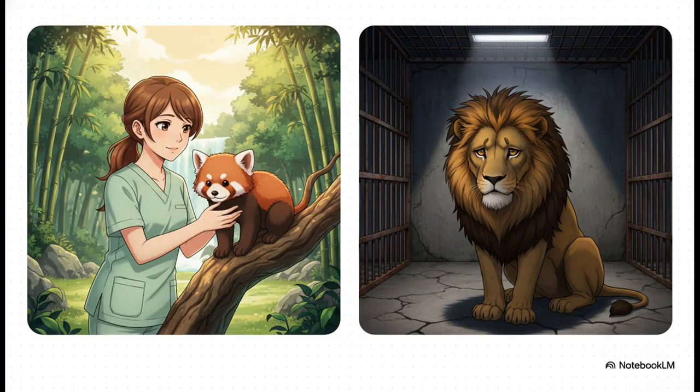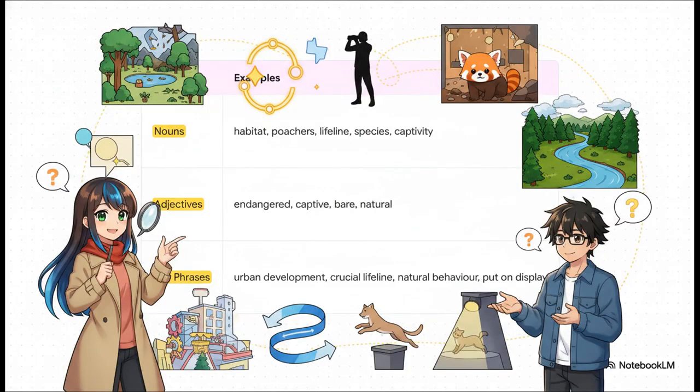And here it is, side by side. You've got the language of protection and survival on one side and the language of confinement and suffering on the other. Just look at the power of these phrases: crucial lifeline versus bear cage, conservation programs versus signs of boredom and stress. When you master this vocabulary, you'll be able to build a balanced, high-scoring argument that's going to really impress that examiner.